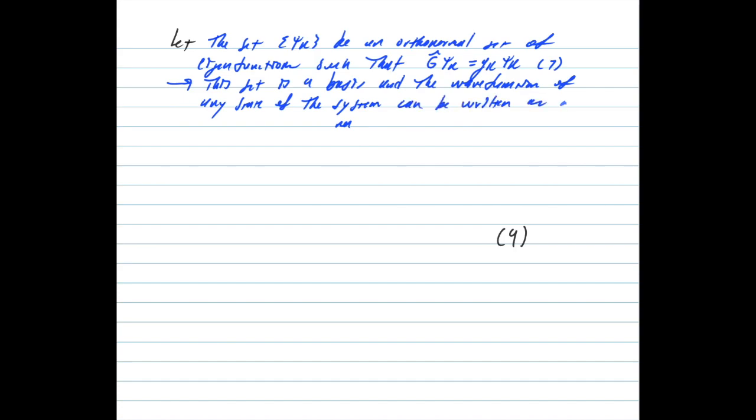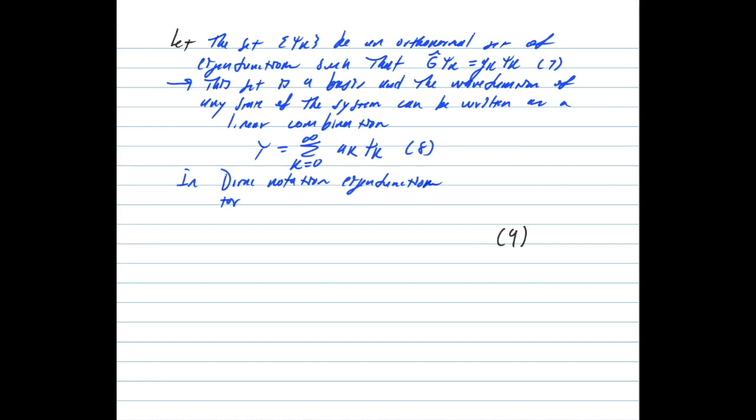And this set is a basis, as we've said, and the wave function of any state of the system can be written as a linear combination. We can write the linear combination as is written in equation 8. So we have psi is equal to the sum of a subscript k multiplied by psi subscript k for all k's.